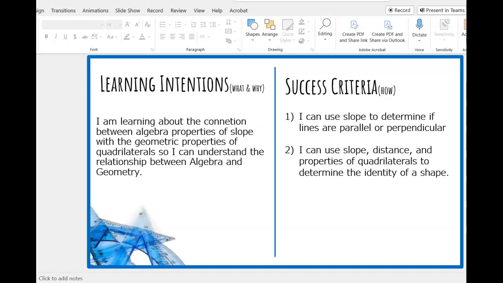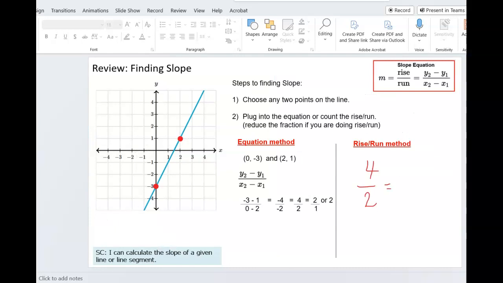So as a quick review, we've been doing this a lot lately, and this is actually a slide that we've seen before. But finding slope, we have a choice between using the slope equation, the change in y over the change in x, or rise over run, which is just counting off the graph. And so on the left-hand side is an example of our equation method. To find the slope in any case, we need to choose 2 points on the line. They should be at an intersection to make it easier for ourselves, no estimating needed.